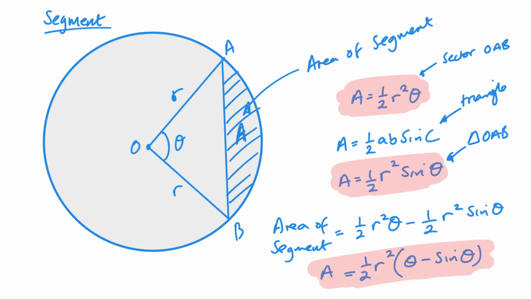Obviously, if you've already worked out a triangle and a sector from one part of a question or another part of a question, you can just take them away. Nice and easy. Let's have a look at one example with this.